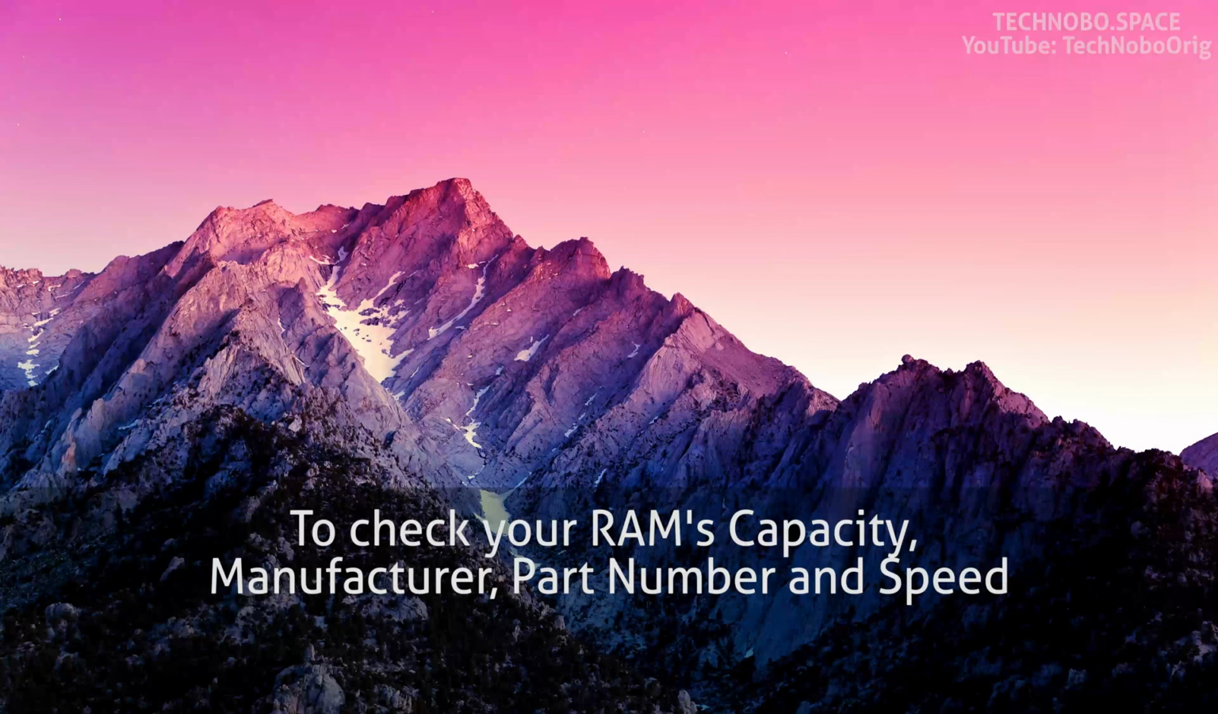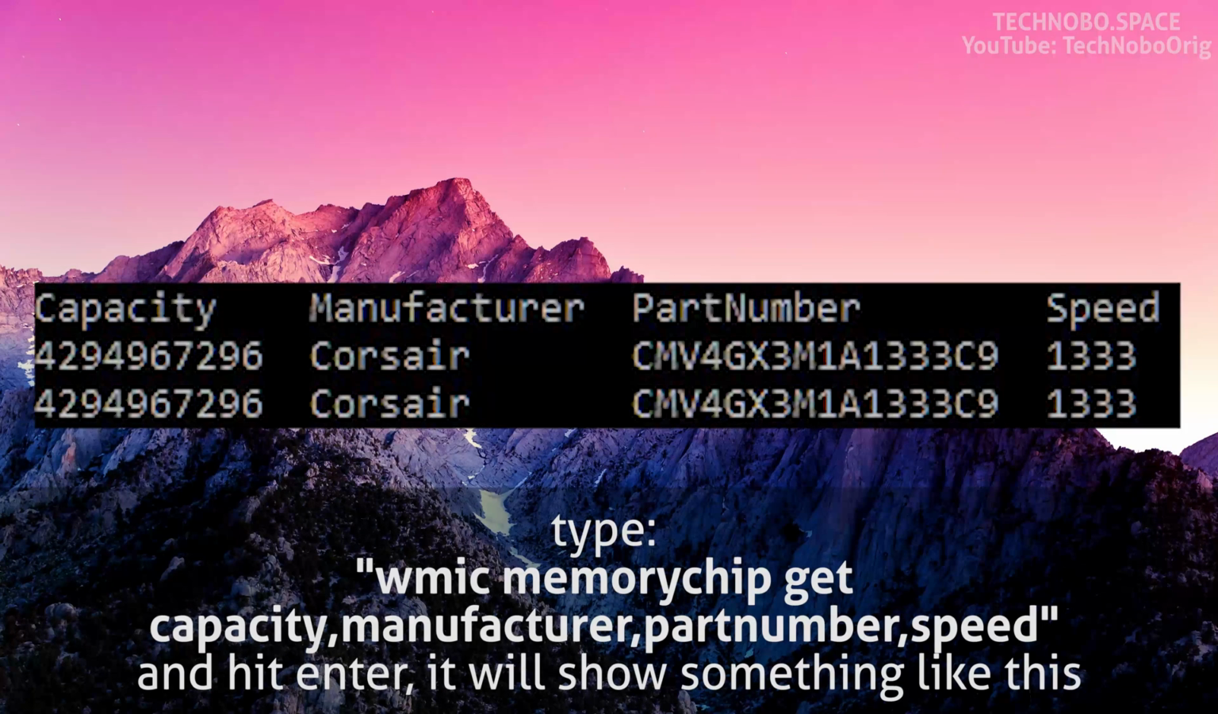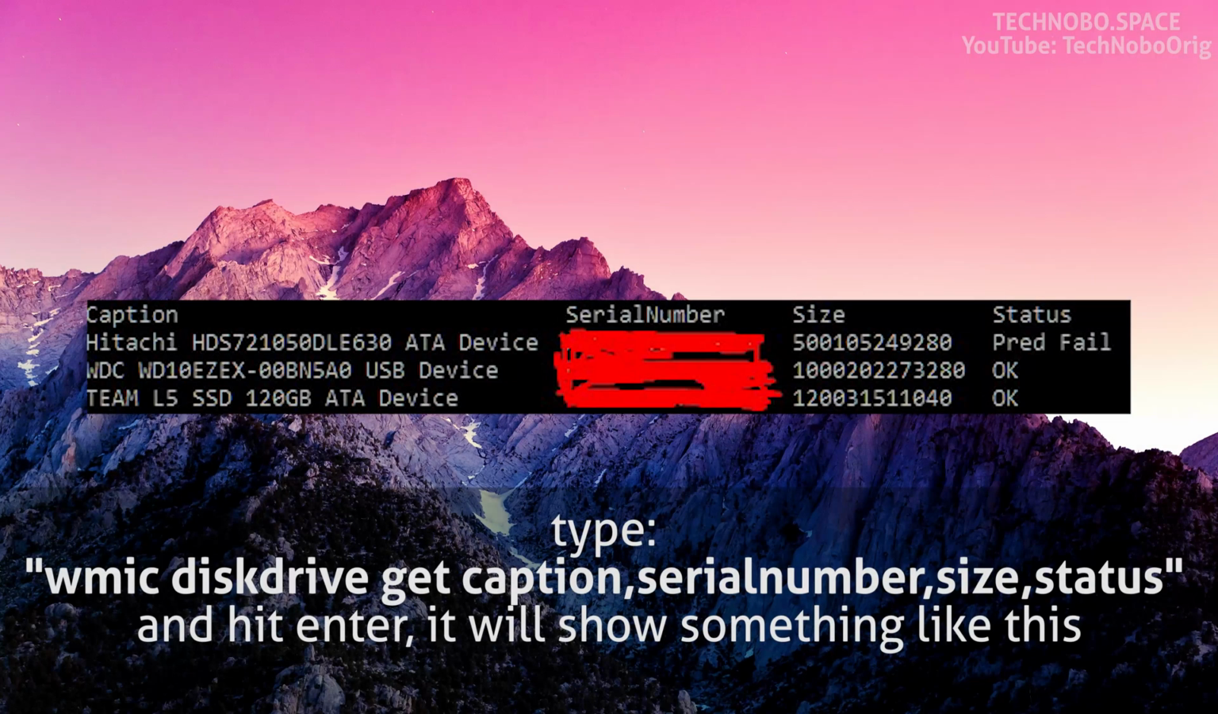To check your RAM's capacity, manufacturer, part number, and speed, type WMIC memorychip get capacity, comma, manufacturer, comma, partnumber, comma, speed, and hit enter. It'll show something like this. To check your disk drives, otherwise known as hard disks or SSDs, caption, otherwise known as name, serial number, size, and status, type WMIC diskdrive get caption, comma, serialnumber, comma, size, comma, status, and hit enter. It'll show something like this.